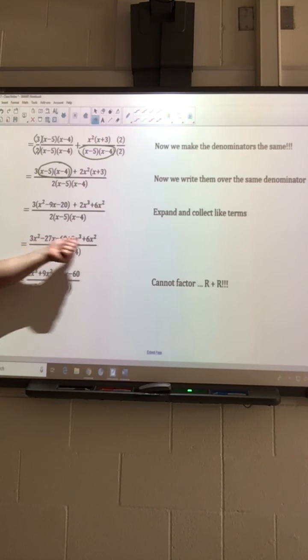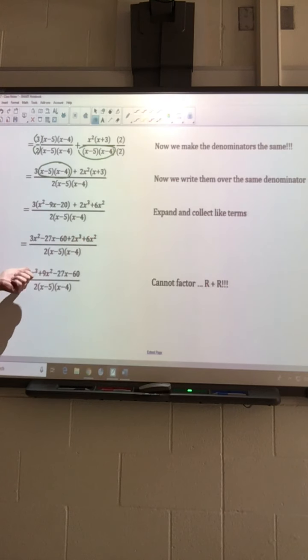Add them all up, collect the 3 and the 6. Put the 2x cubed first. Put the 3 and the 6x squared together to give you 9x squared. Negative 27 is on its own. Negative 60 is on its own. Okay? And then, again, we always write in decreasing degree. Degree 3, degree 2, degree 1, degree 0. Okay? And then we look to see if we could factor.